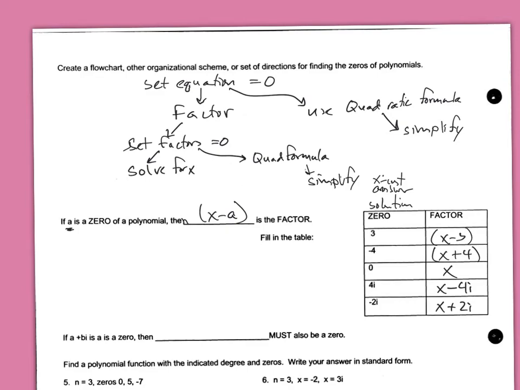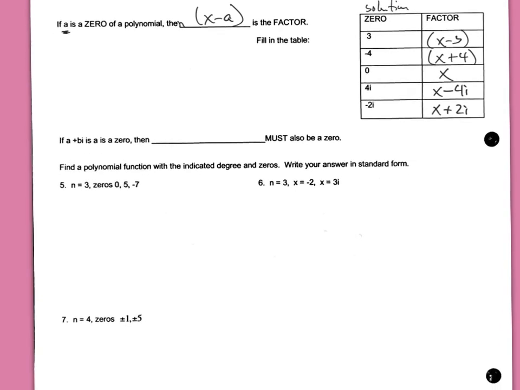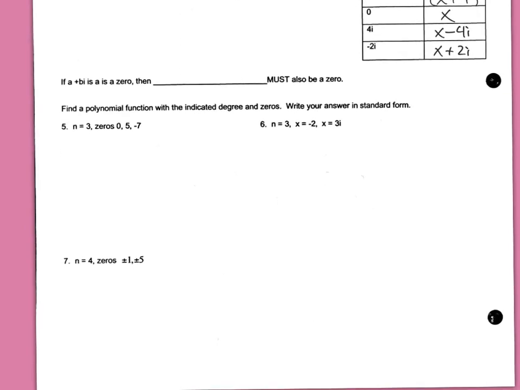Now, something else about imaginaries is that they always come in pairs. You don't just get one imaginary answer. You always get two, because that's how they undo each other. So if a plus bi is a zero, then a minus bi also must be a zero. This is called conjugate pairs, meaning don't take the opposite, just change the sign in the middle.